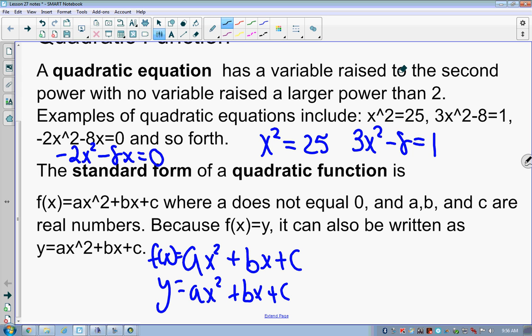So we might see it as 4x squared, maybe plus 2x, maybe even minus 3, where we have set that equal to 0, as an example. So have we run into anything that necessarily makes us nervous up to this point? No, we feel pretty good. Quadratic equations. Okay, all right.